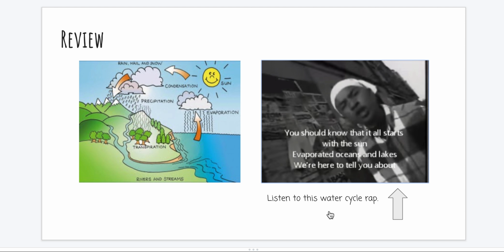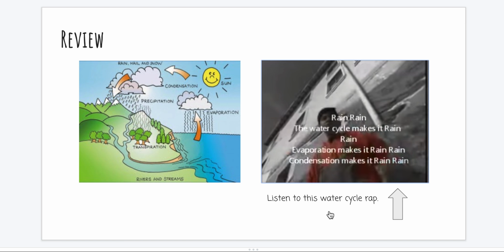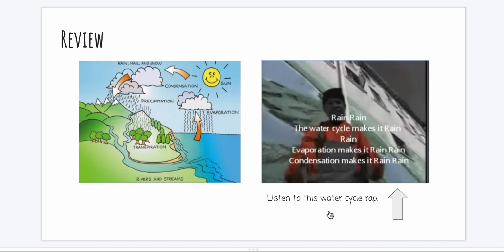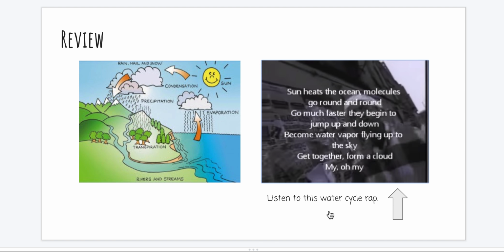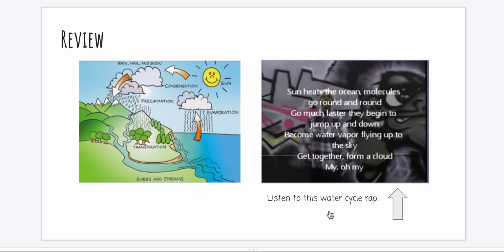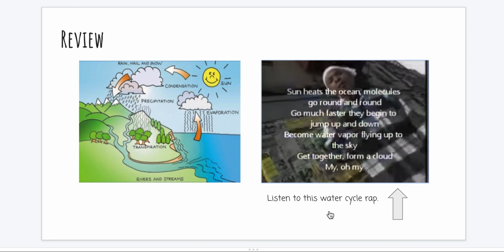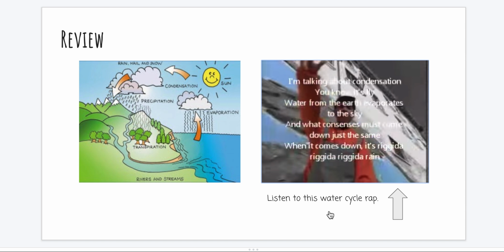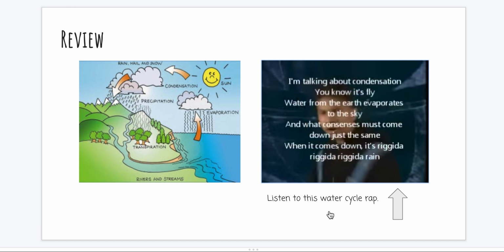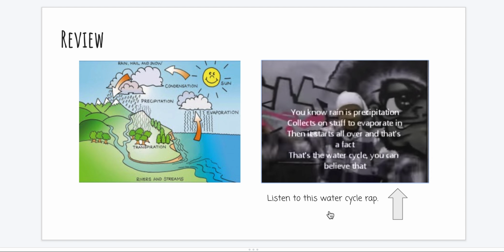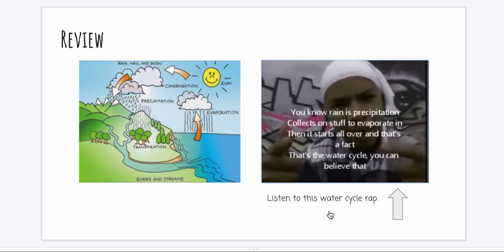You should know that it all starts with the sun, evaporating oceans and lakes. We're here to tell you about rain, rain. The water cycle makes it rain, rain. Evaporation makes it rain, rain. Condensation makes it rain, rain. Sun heats the ocean, molecules go round and round. Go more faster, they begin to jump up and down. Become water vapor flying up to the sky. Get together, form a cloud, my oh my. I'm talking about condensation, you know it's fine. Water from the earth evaporates to the sky. And what condenses must come down just the same. And when it does, it's wiggity-wiggity-wiggity rain. You know that rain is precipitation. Collects and starts to evaporate. And then it starts all over, and that's a fact. That's the water cycle, you can believe that.